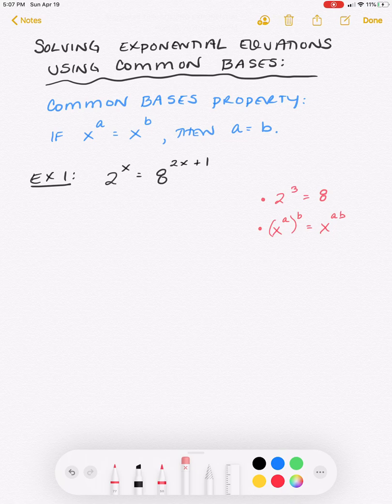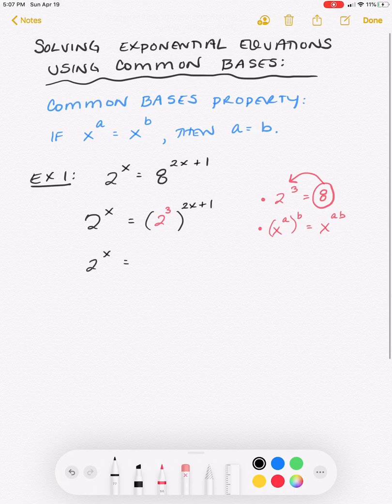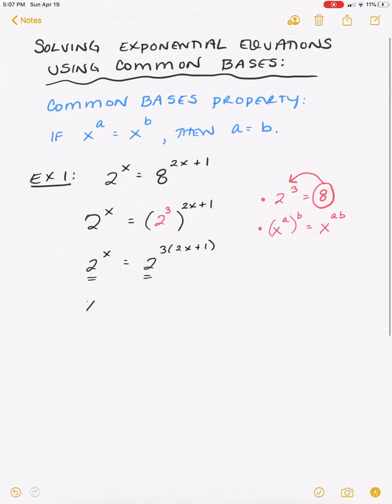The way we get common bases is we are going to take the 8 and replace it with 2 cubed. We're going to use substitution and it's going to look like this. This side is still going to be 2 to the x, but like I said, we're going to take out the 8 and replace it with an equivalent expression, 2 to the third, and it's raised to the 2x plus 1 power. So I get 2 to the x equals base 2, and we multiply the 3 and the 2x plus 1.